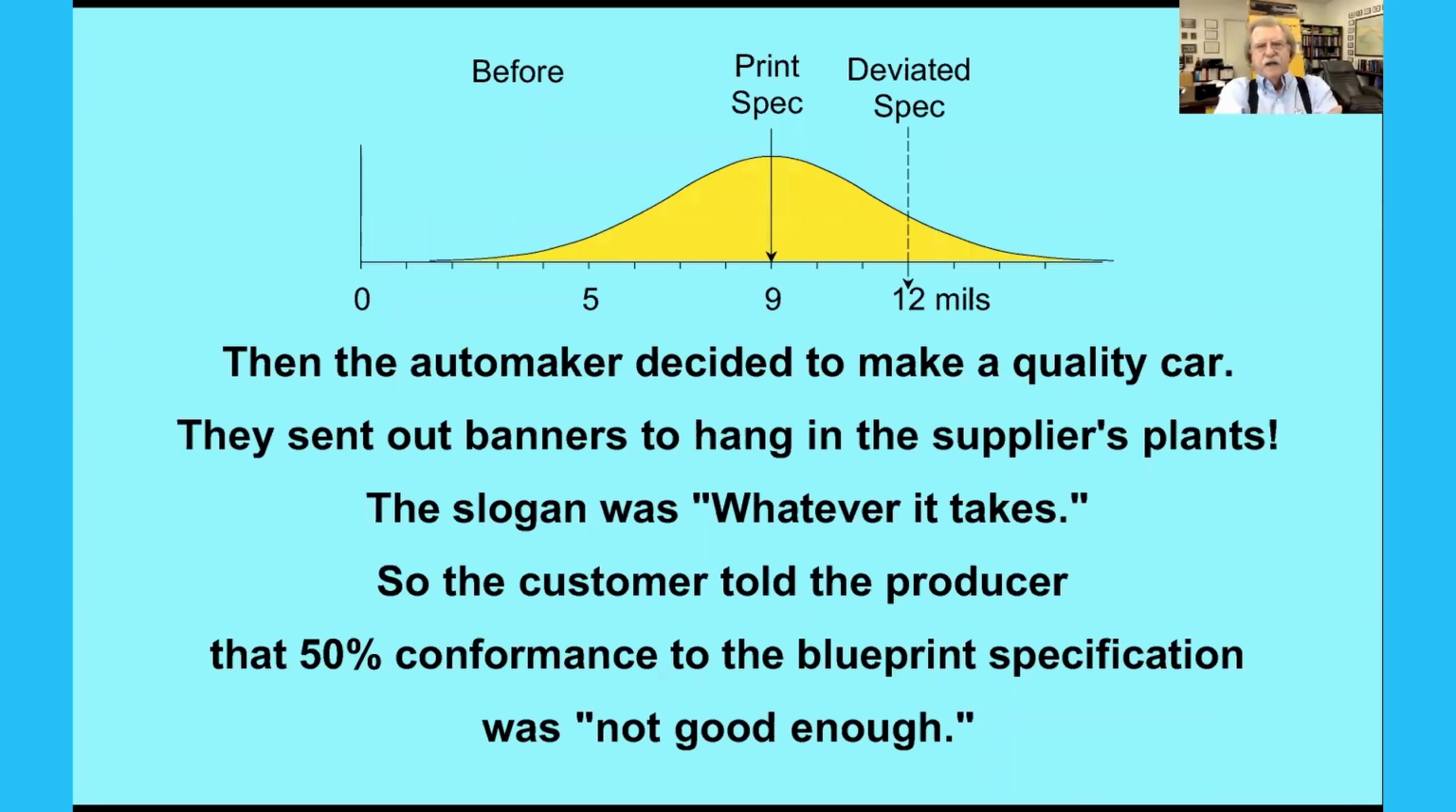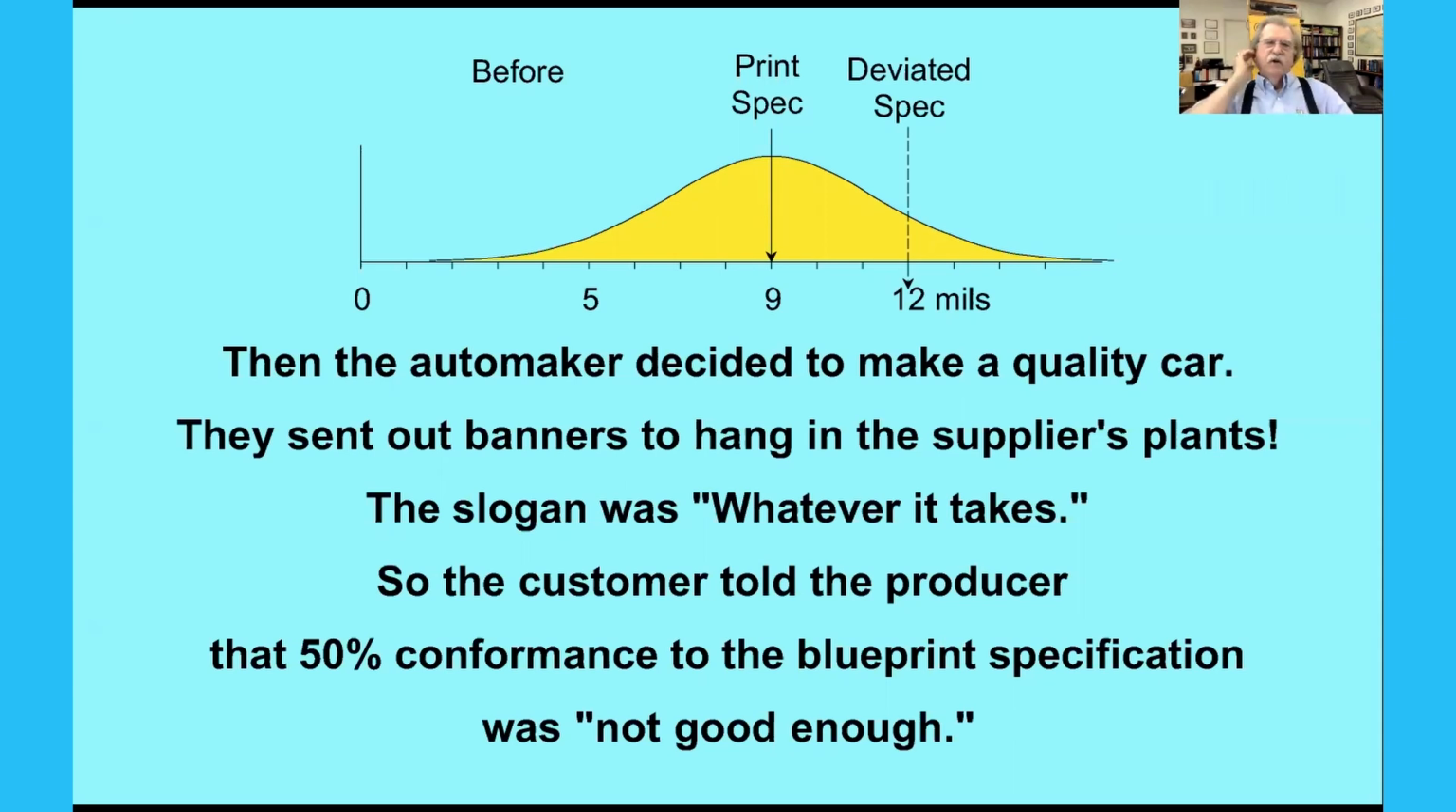Then the automaker decided they wanted to make a quality car. Makes you wonder what they thought they'd been making. So they sent out banners to their suppliers to hang in the plant. We're going to do this quality car by exhortation. The slogan on the banner was, "Whatever it takes."